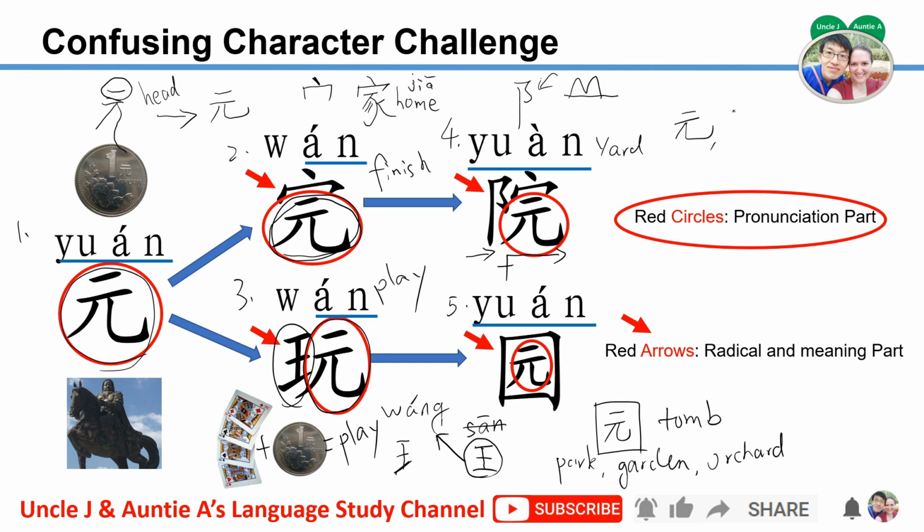The second character means finish. 1, 2, 3, 4, 5, 6, 7. Finish. The third one means play. When the king has money, he will play. 1, 2, 3, 4, 5, 6, 7, 8. Play. The fourth, yuan, means yard. 1, 2, 3, 4, 5, 6, 7, 8, 9 strokes. The last character means park, garden, or orchard. 1, 2, 3, 4, 5, 6, 7 strokes.